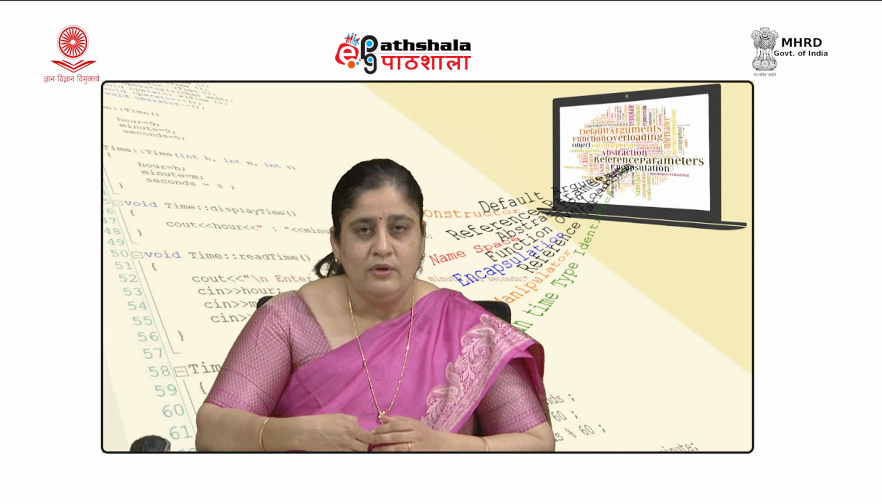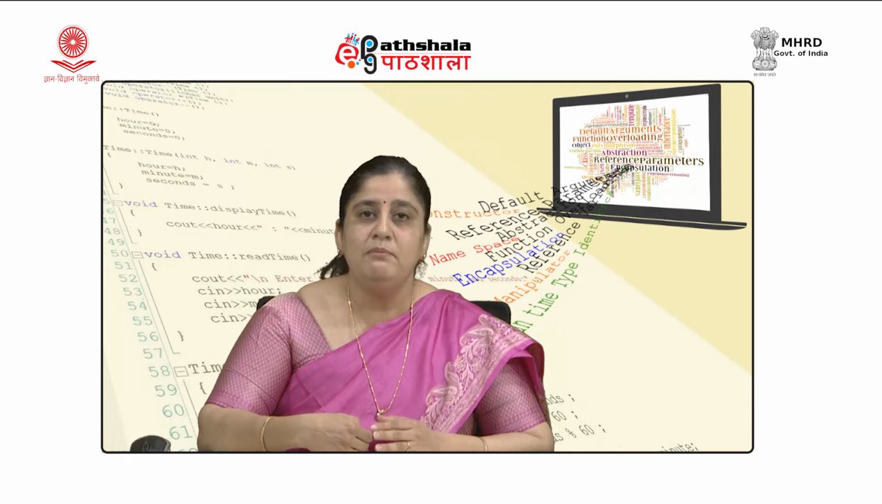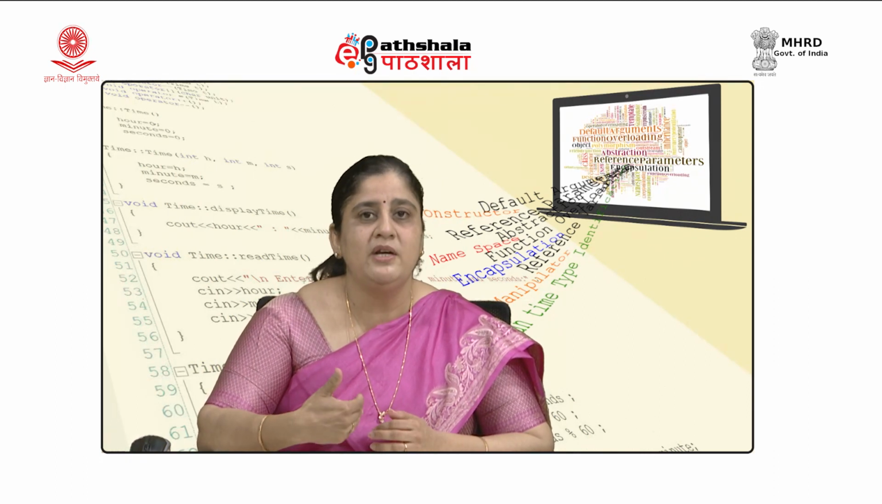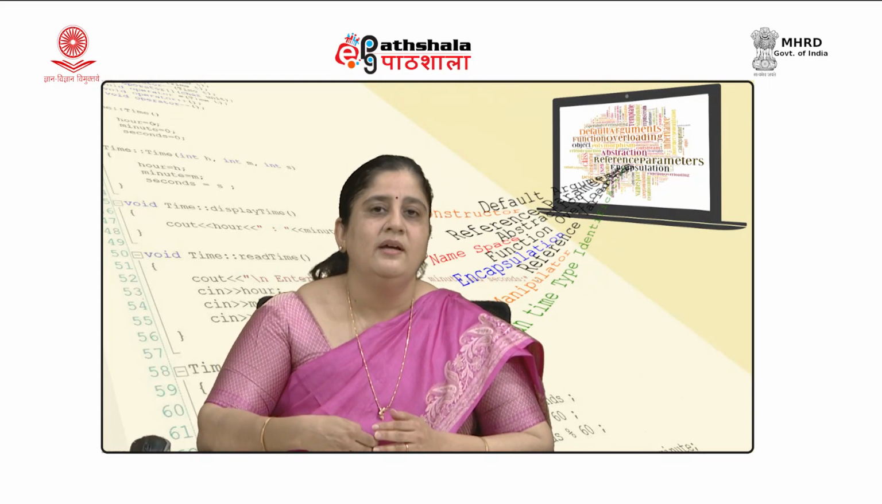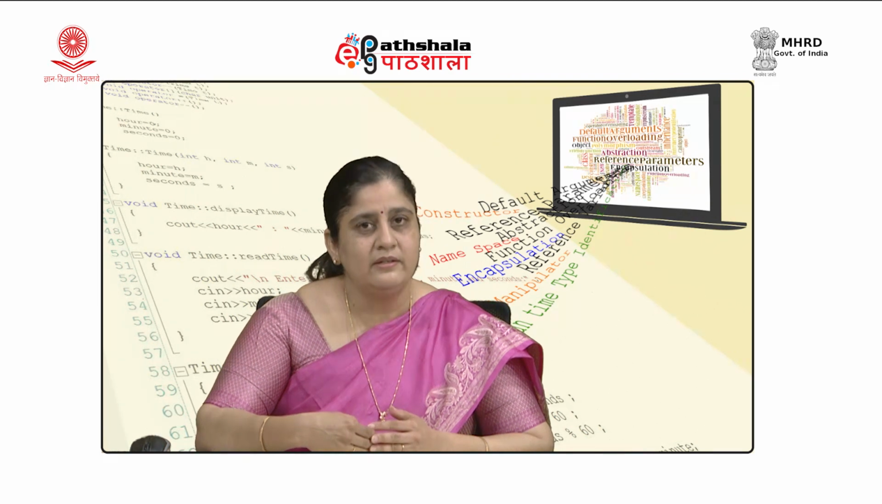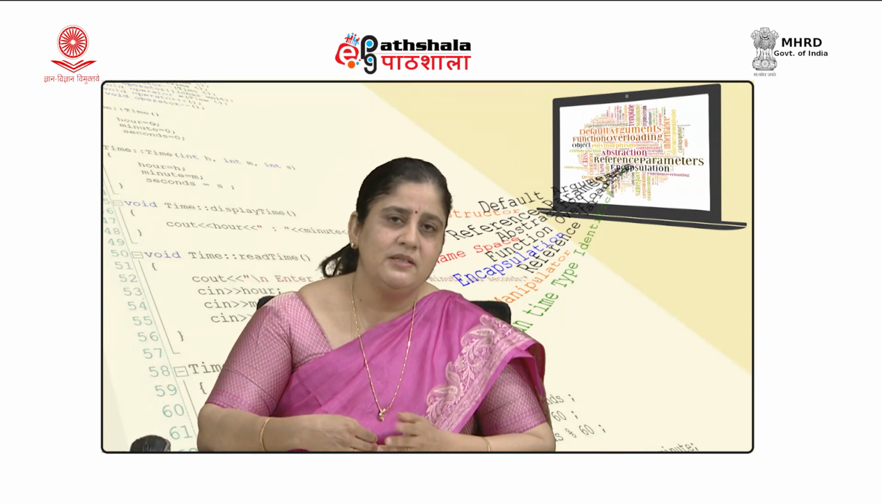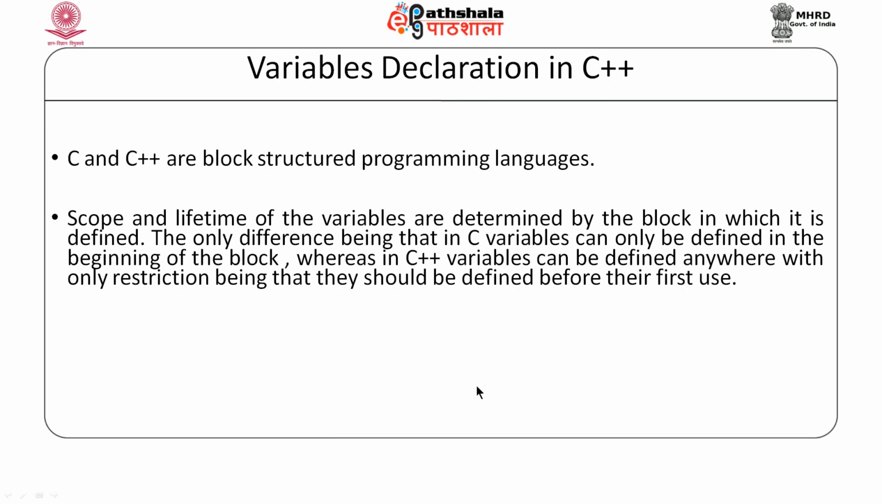And we know that in most of the languages the variables that we use in the program need to be declared before they are used. So, now we will try to see how variables are declared in C++. In C++, variables are declared more or less the way we declare variables in other languages, but as you know C and C++ are block structured programming languages, and the scope and the lifetime of the variable is associated with the block in which they are actually declared.